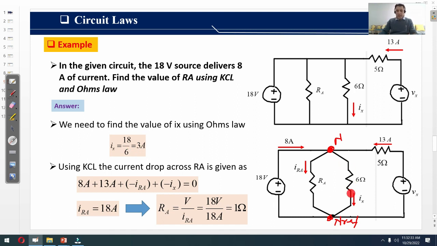Once we know Ix, we can apply Kirchhoff's current law at this node: 8 plus 13 minus IRA minus Ix is equal to 0. We write a plus sign with the 8 ampere current and 13 ampere current, because these are the currents entering the node, while we use a negative sign with IRA and Ix, because these are the currents leaving this node. After solving the above expression, we get the current across this resistor RA, which is 18 ampere. Once we know the current across RA, its resistance can be found using Ohm's law, which is V over IRA. We have the node voltage, 18, so we simply divide it by IRA, and hence we have the value of RA, which is 1 ohm.